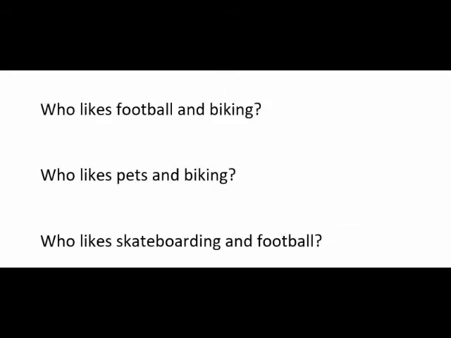So the questions we need to answer. Who likes football and biking? Who likes pets and biking? And who likes skateboarding and football? So the first thing we need to do is draw ourselves a grid like this. Ta-da! We have 4 boxes because there's 4 people mentioned in the text.